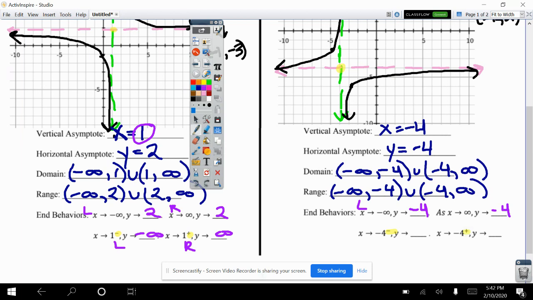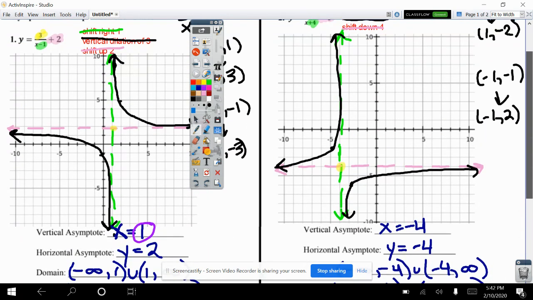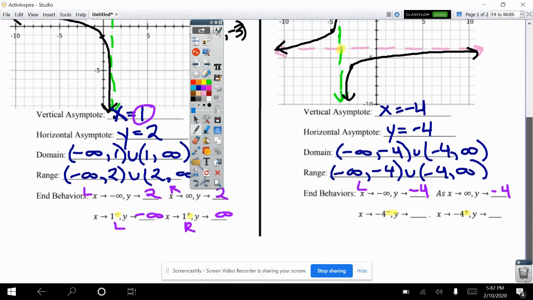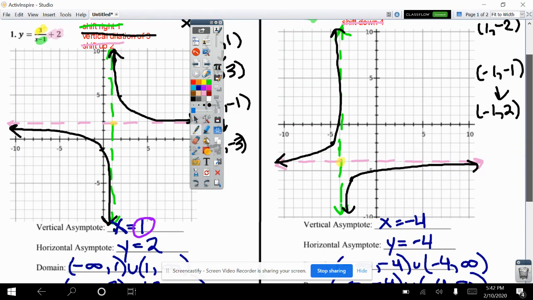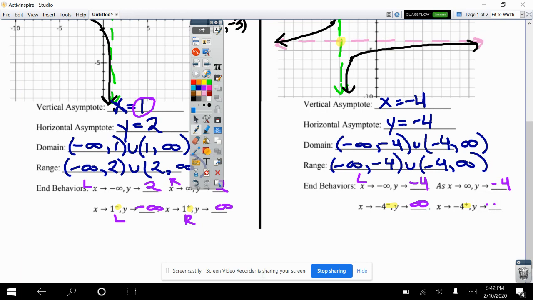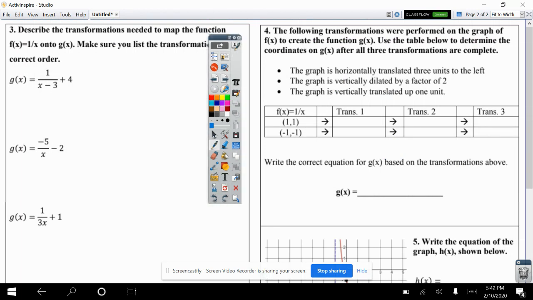And again, not a coincidence, this is the same as the green vertical asymptote. That's -4. So as x goes to -4 from the left side, I see my graph is going up, so my y is going to positive infinity. And on the right side, my graph is going down, so that's negative infinity. You can see that this is the opposite. The negative infinity and infinity are switched from what we had in the last one because of that reflection. All right, good. So we're done the front.